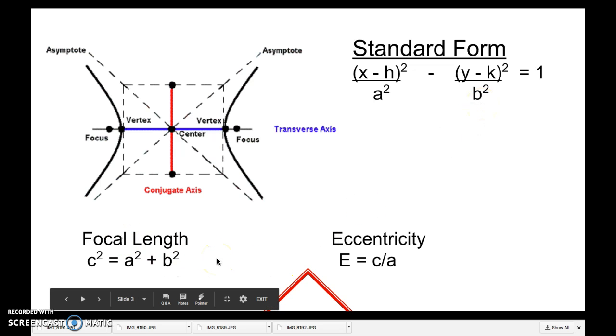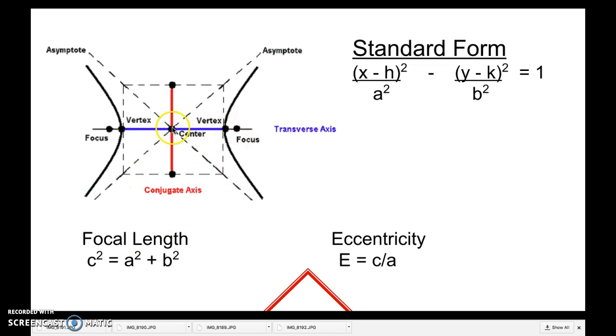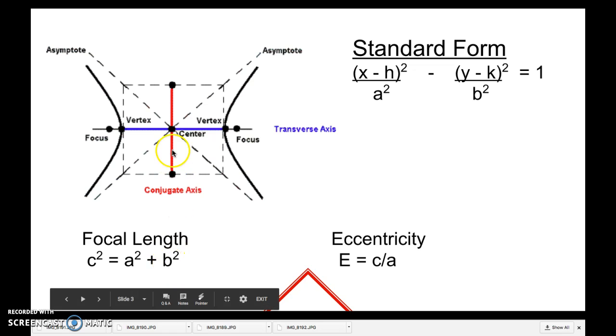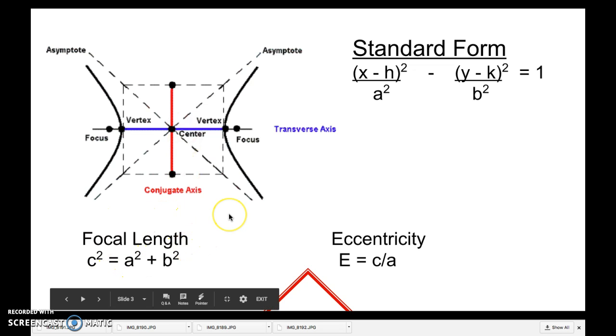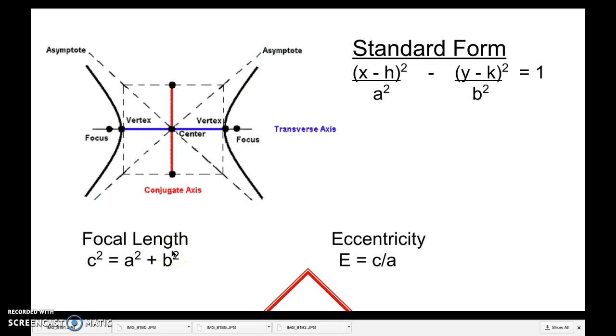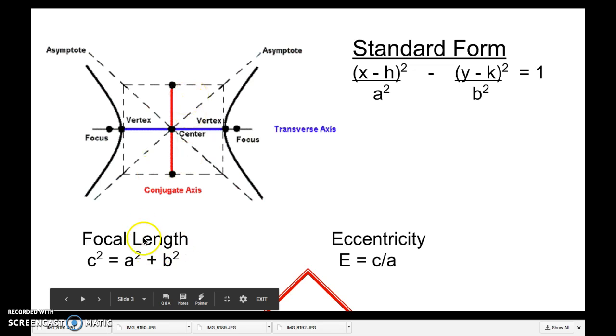Looking at the focal length distance, c is the distance from the center to the focus, a is the distance from the center to the vertex, and b will be the distance from the center to one end of the conjugate axis. What relates those three is the focal length formula, which is c squared equals a squared plus b squared. This is a little bit different from yesterday's video, which was the ellipse, but just note that this is a formula that goes together with the hyperbola.